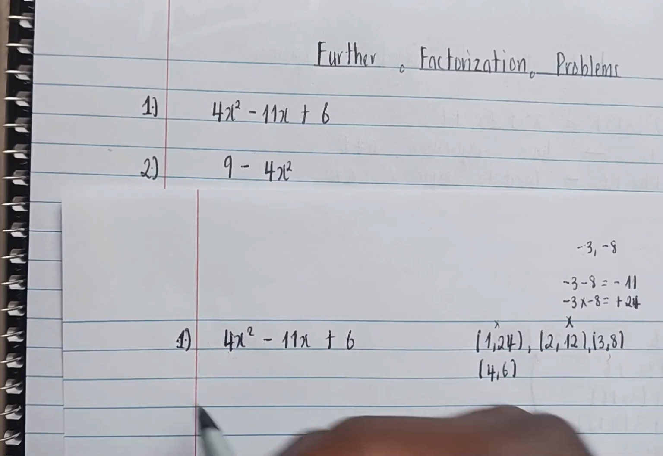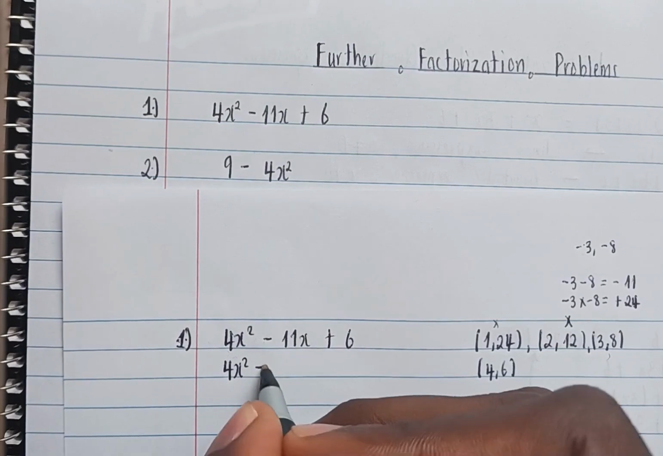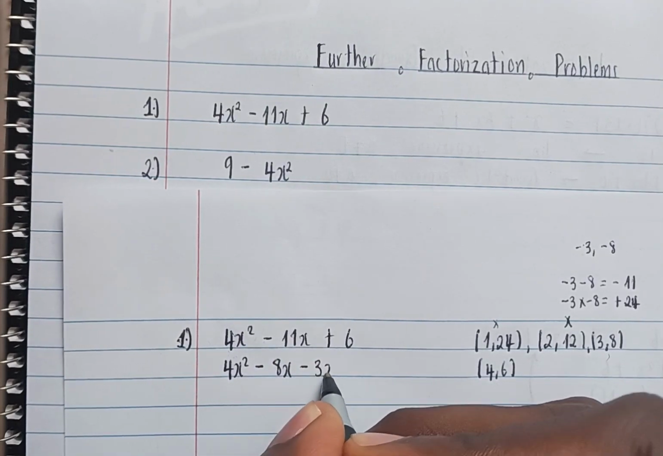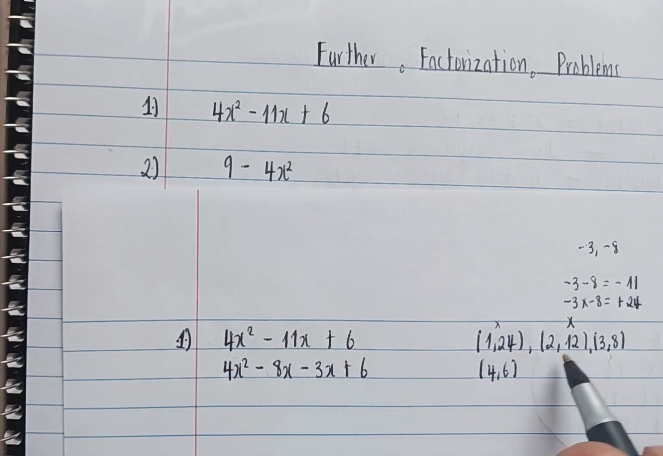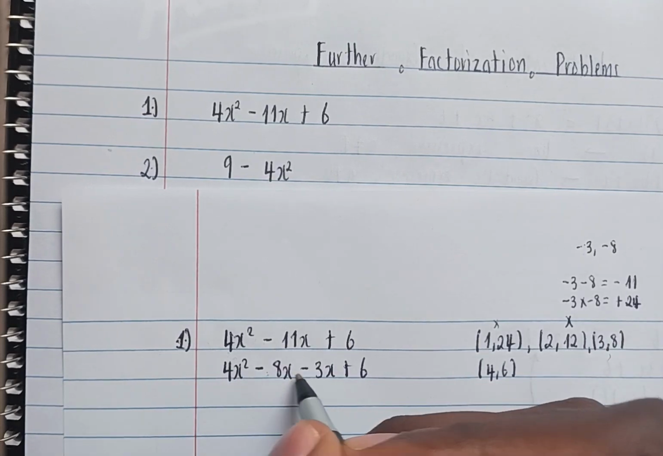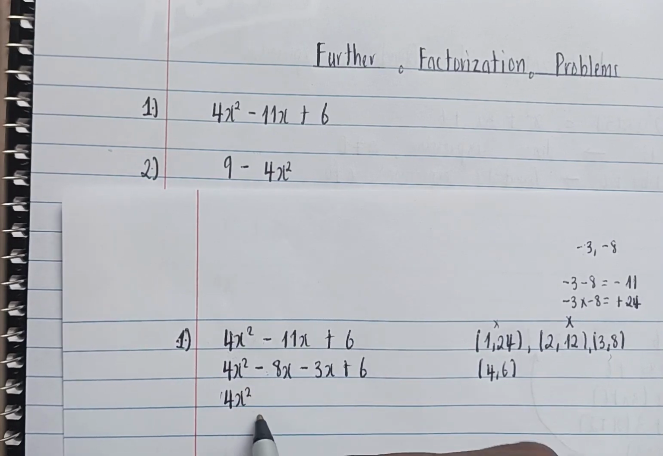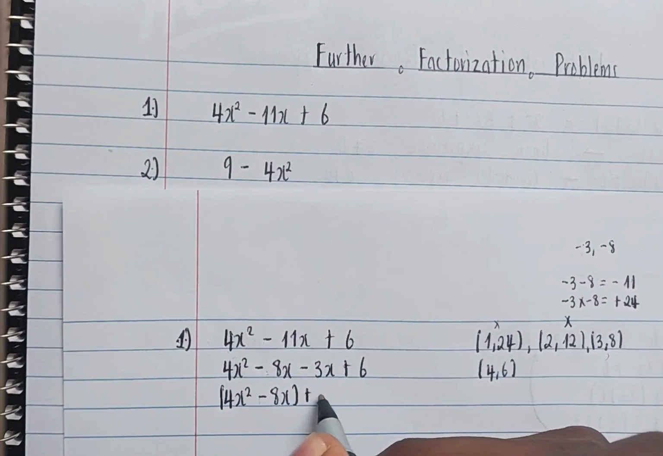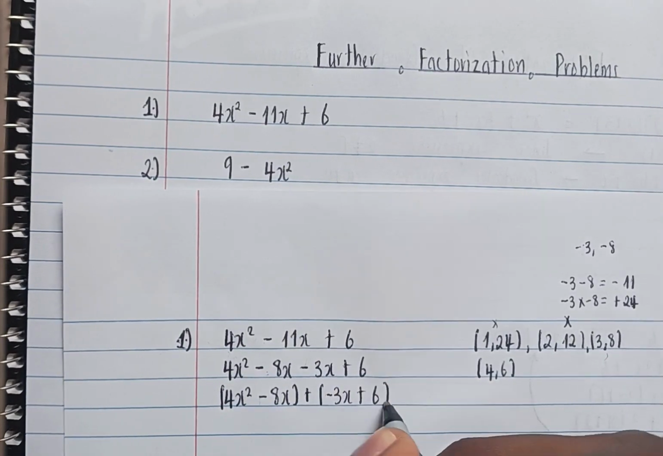In this expression, I can write it as 4x squared minus 8x minus 3x plus 6. Notice that these are the factors we just found, and I will group them. So I'll write this as 4x squared minus 8x, I group the first, then plus I group this one, negative 3x plus 6.